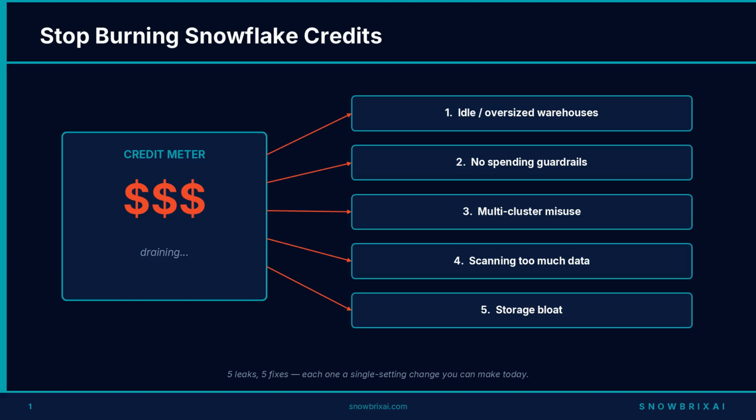Picture this. A startup gets its Snowflake invoice. It is $9,000. Last month it was $3,000. Nobody ran anything new. The work did not grow. The bill just leaked. Here is the good news. 5 quiet leaks drain most Snowflake bills, and all 5 are one-setting fixes.